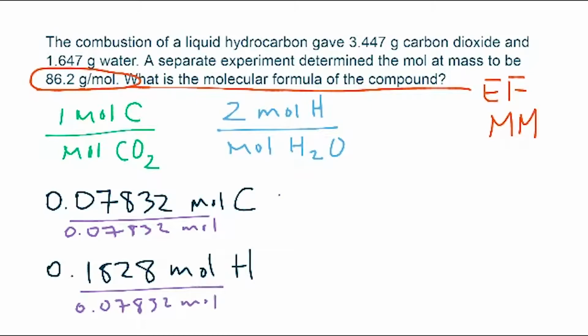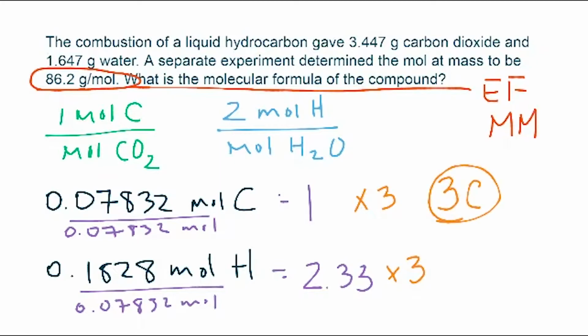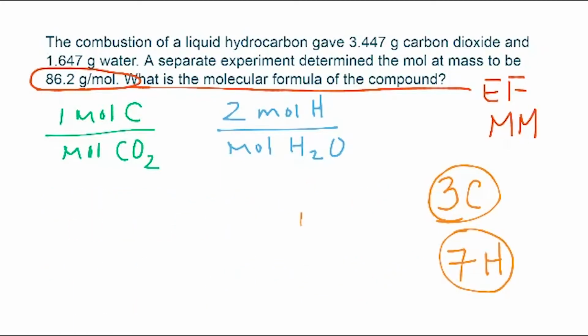And that gives us, for carbon, 1 mole of carbon, and for hydrogen, 2.33. But remember, the subscripts in an empirical formula need to be whole numbers. We recognize 0.33 as the decimal form of 1/3, so we'll go ahead and multiply both of these numbers by 3 so that we get whole numbers. That will give us 3 carbons and 7 hydrogens. This means that our empirical formula is C3H7. But we weren't asked for the empirical formula, we were asked for the molecular formula.